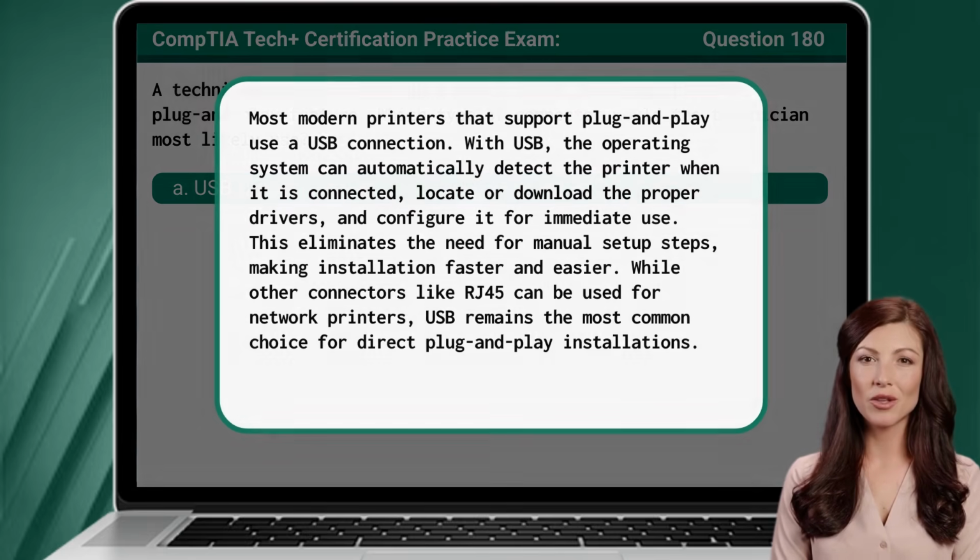Most modern printers that support plug-and-play use a USB connection. With USB, the operating system can automatically detect the printer when it is connected, locate or download the proper drivers, and configure it for immediate use. This eliminates the need for manual setup steps, making installation faster and easier. While other connectors like RJ45 can be used for network printers, USB remains the most common choice for direct plug-and-play installations.